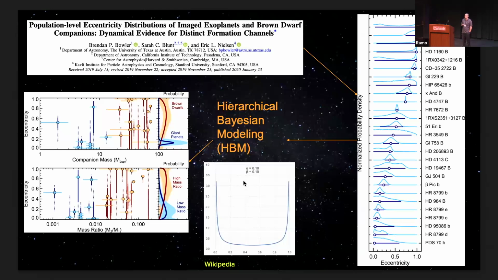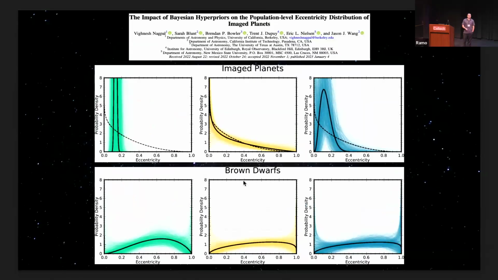Is using a uniform prior actually the best choice? No, unfortunately it wasn't. What's interesting, though, is still the eccentricity distributions, in this case the probability density as a function of the eccentricity for imaged planets and brown dwarfs. Vignesh Nagpal et al. in 2023 found that by using a uniform, Gaussian, and then a log uniform prior, the answer changes depending on the prior you use.